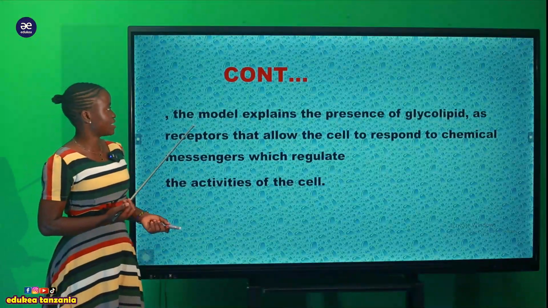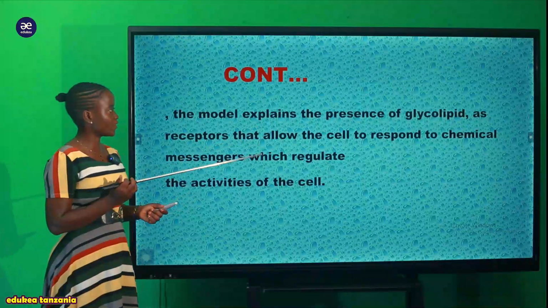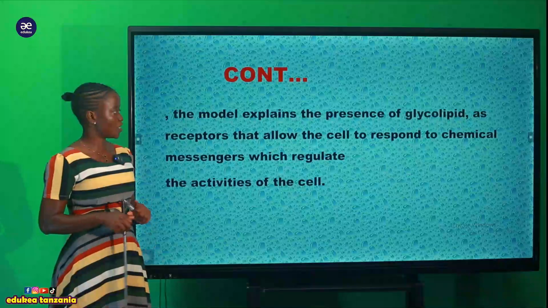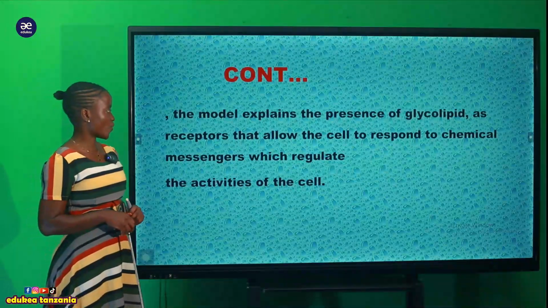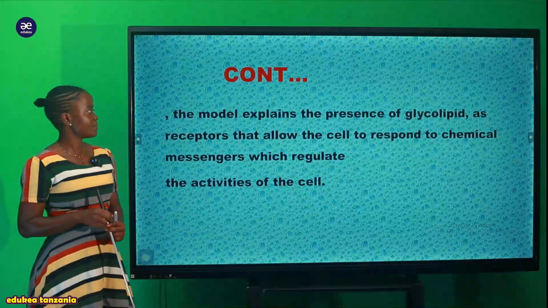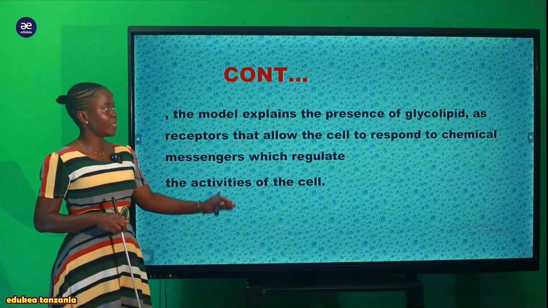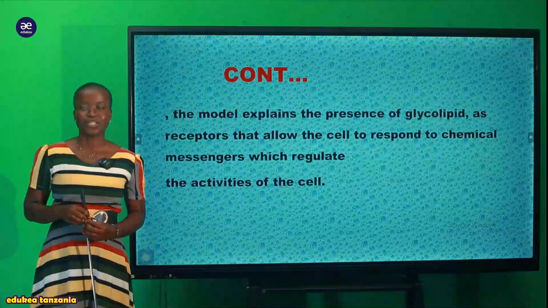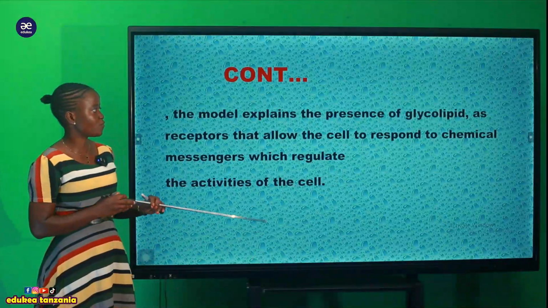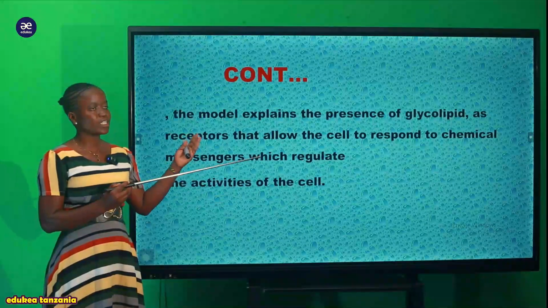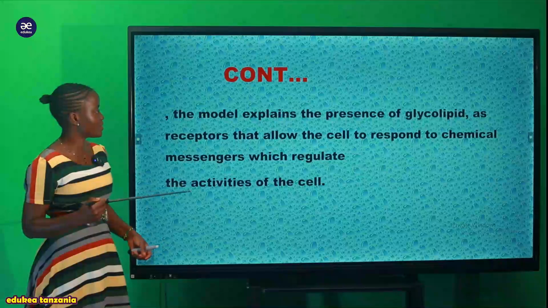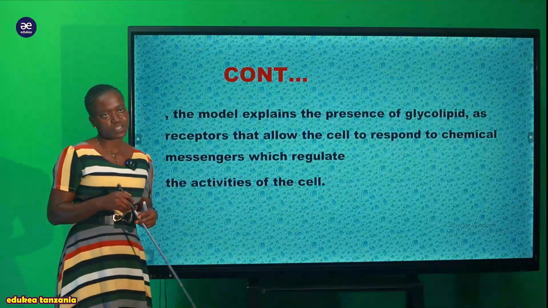And now we can say that the model explains the presence of glycolipid as the receptor that allows the cells to respond to chemical messengers which regulate the activities of the cell. So now simply we can say that hii model ndio ambayo ili recognize the presence of glycolipid. In the structure of it we have already seen kwamba kuna presence of glycolipid. So ile glycolipid ina act as a receptor that allows the cell to respond to chemical messengers which regulate the activities of the cell.